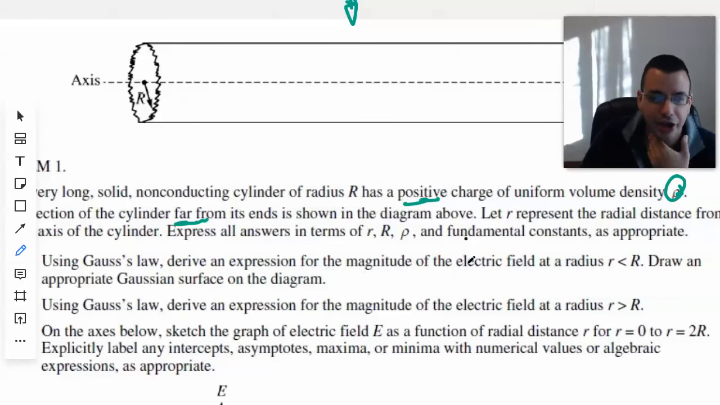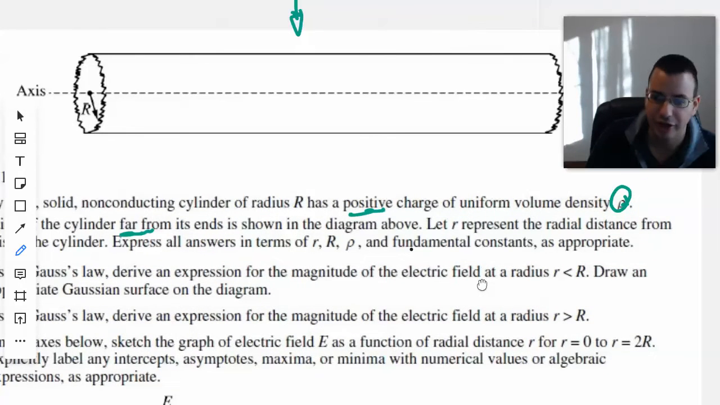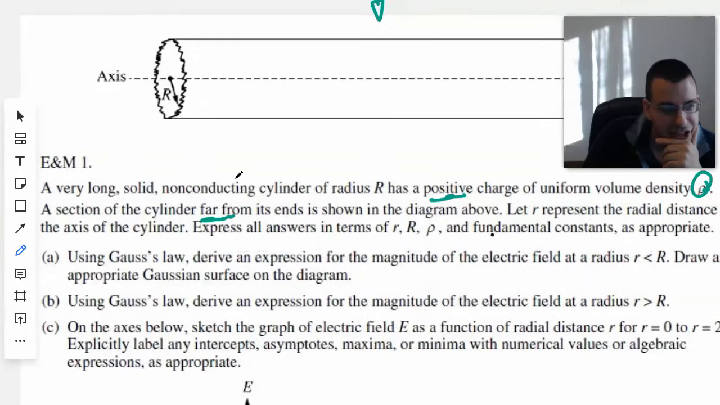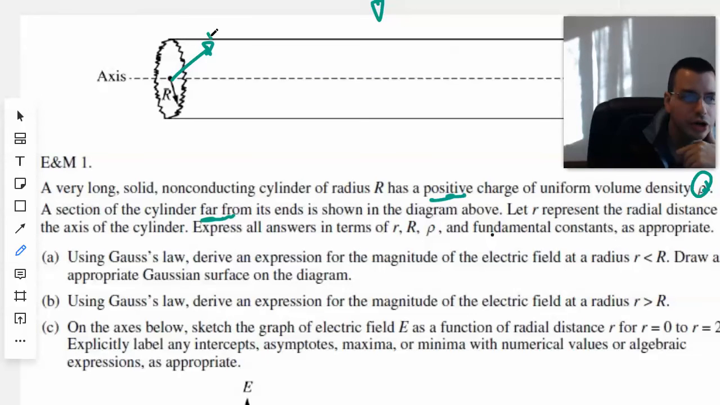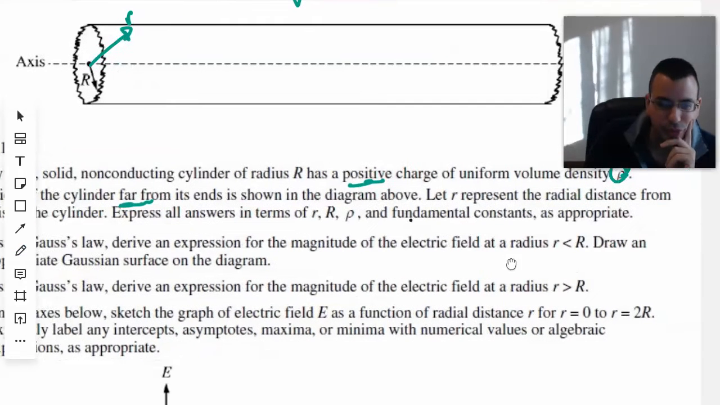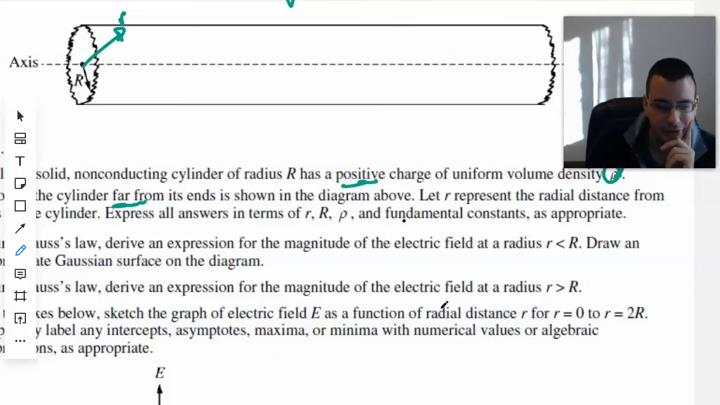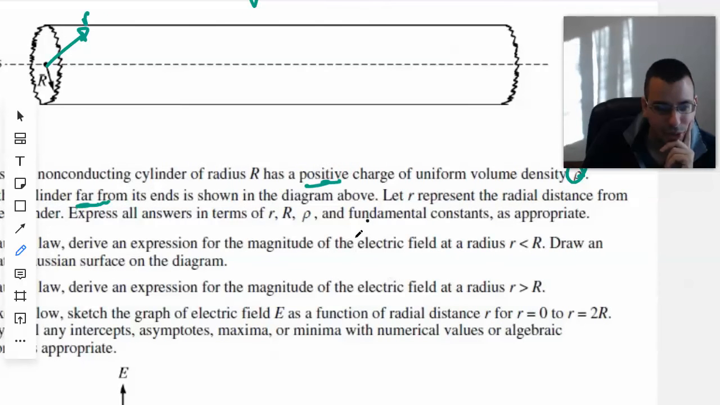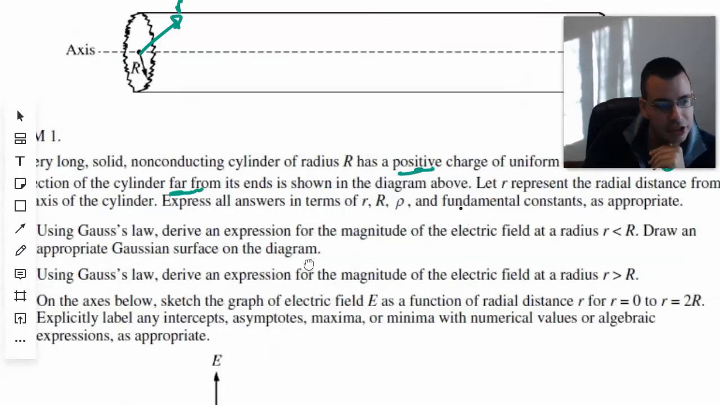As shown in the diagram above. I think that's what the jaggedy edge means: it goes on forever, and they're just not going to draw forever because they have limited paper. Let r represent the radial distance from the axis of the cylinder. I'm going to draw it like this. Express all answers in terms of R and rho. That's interesting because they're all basically R. Maybe a pirate wrote this problem. And fundamental constants as appropriate.